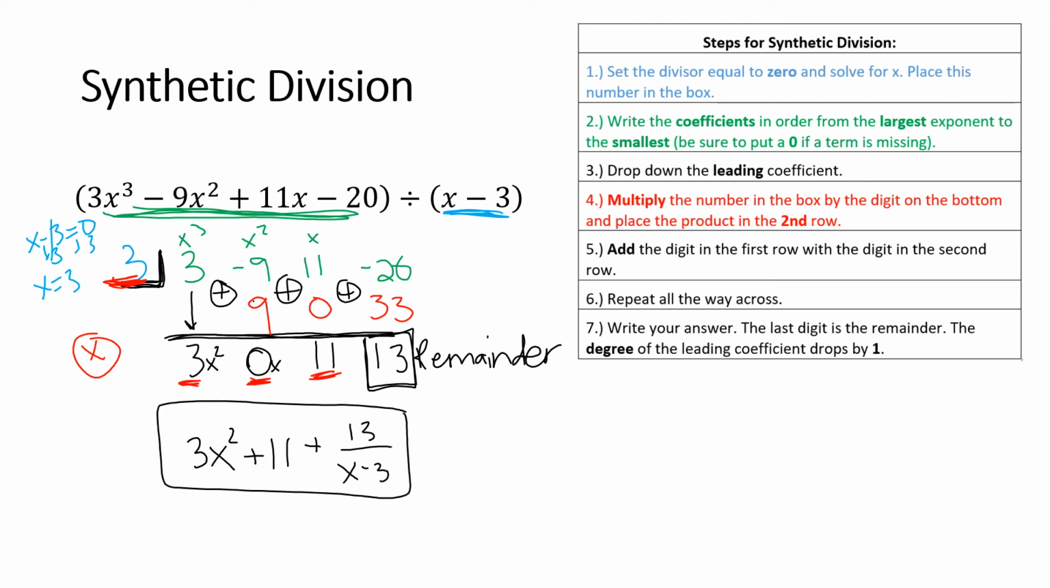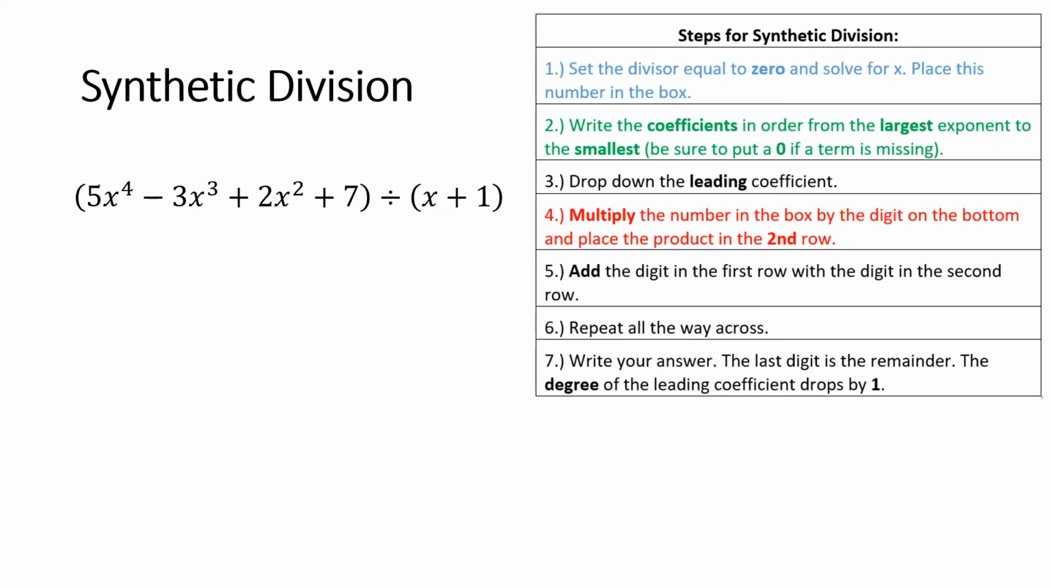Let's try one more. All right, we're going to use synthetic division in order to divide 5x to the 4th minus 3x cubed plus 2x squared plus x divided by x plus 1. So we're going to set this thing up. We've got our box over here, and we skip a row and draw a long line because we've got a lot of stuff here that we're going to divide.